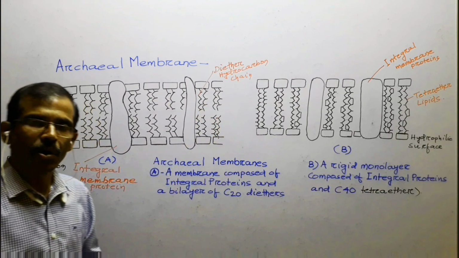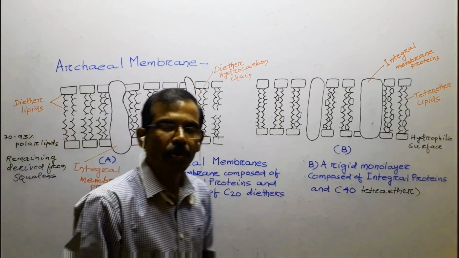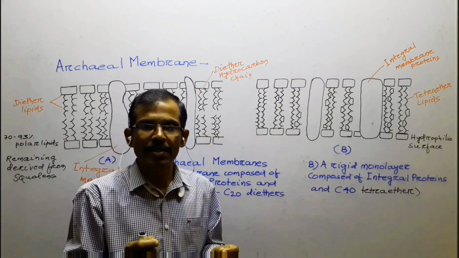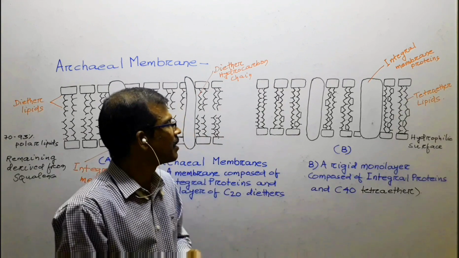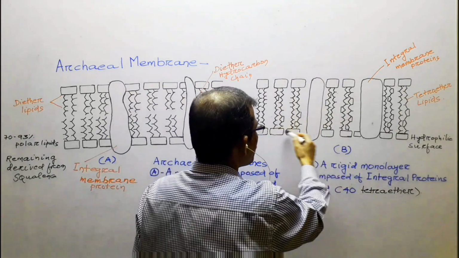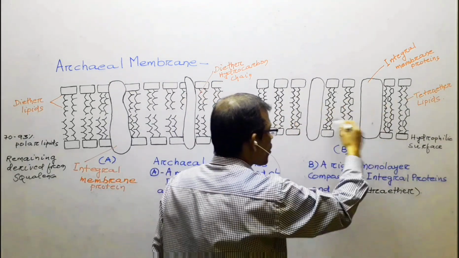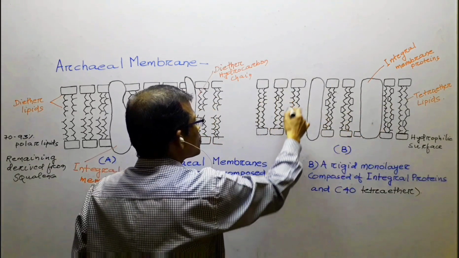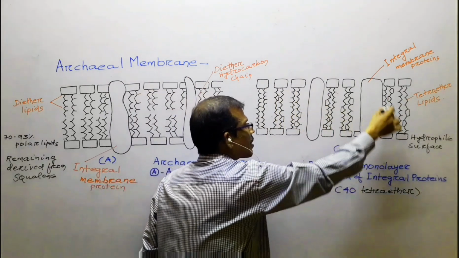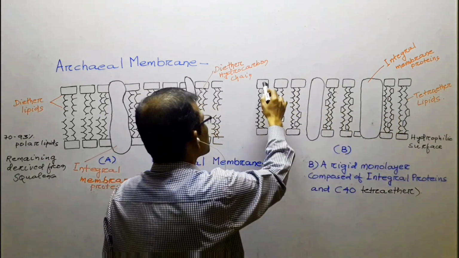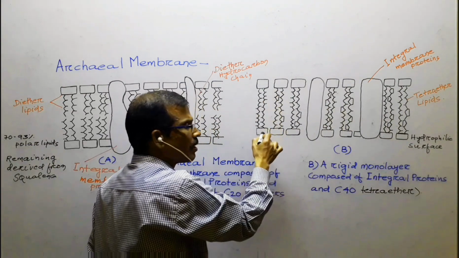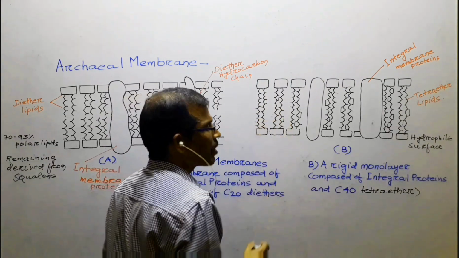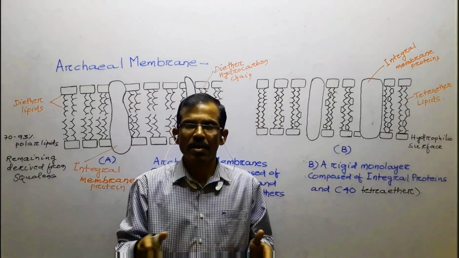But in some other archaea, for example in the case of Thermoplasma and Sulfolobus, which grow best at 85 degrees centigrade, the plasma membrane is composed of a monolayer of C40 tetraether lipids. These are the molecules of C40 tetraether lipids in which two glycerol molecules are linked by two long hydrocarbon chains having about 40 carbon atoms. This is about archaeal membrane.